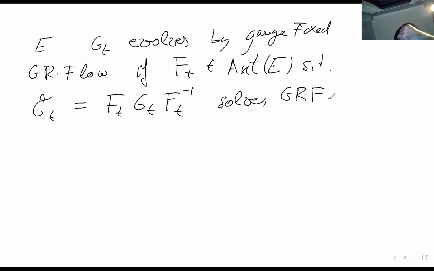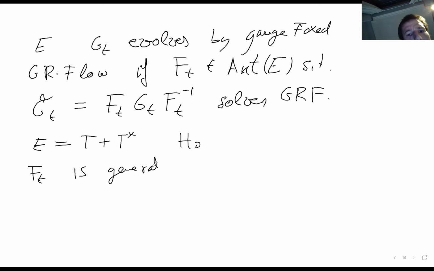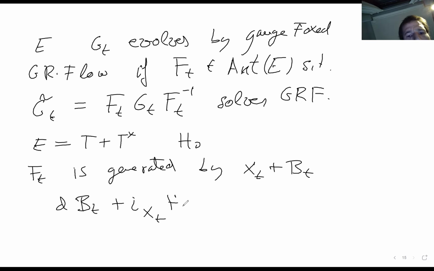And if you write this explicitly, then what happens is the following. So if you take your E to be tangent plus cotangent, and you fix some background H0, then your automorphisms, your FT, is going to be generated by a one-parameter family of vector fields and two-forms. And this needs to satisfy that d of BT plus i_XT H0 equals zero. This is the condition for having an infinitesimal automorphism of the Courant algebroid.